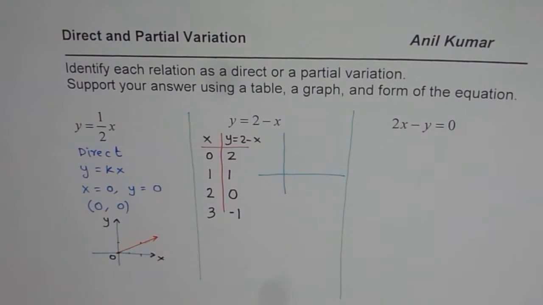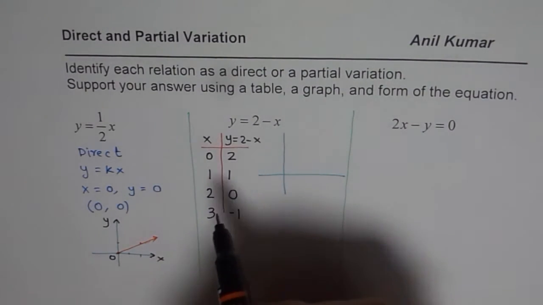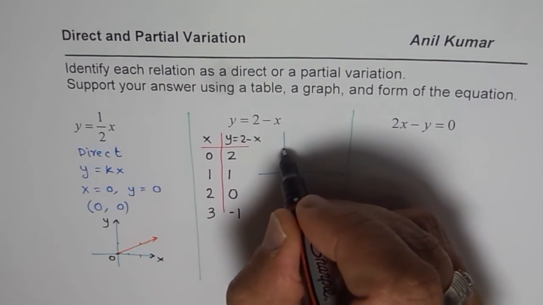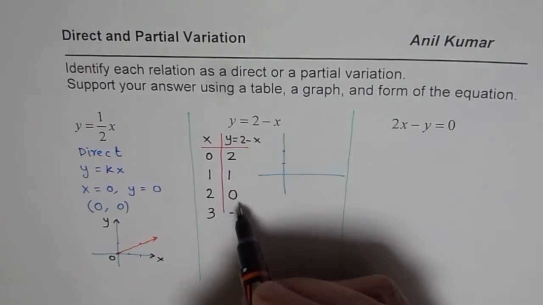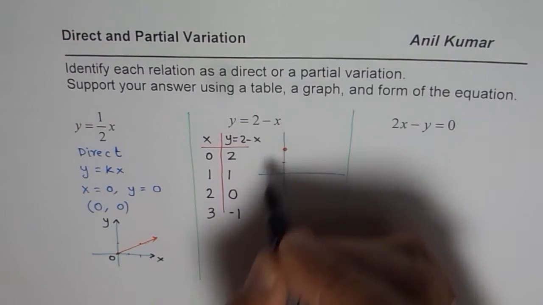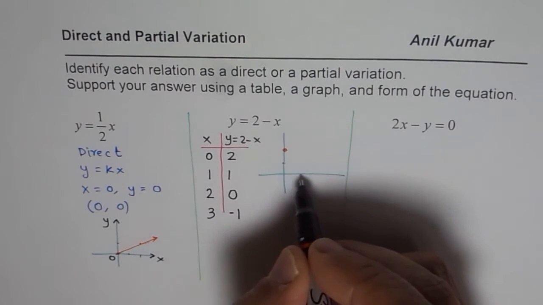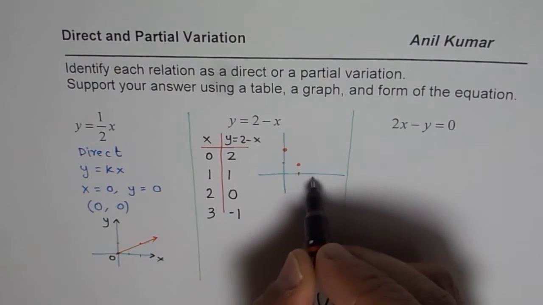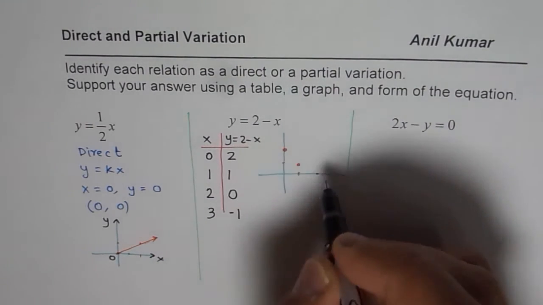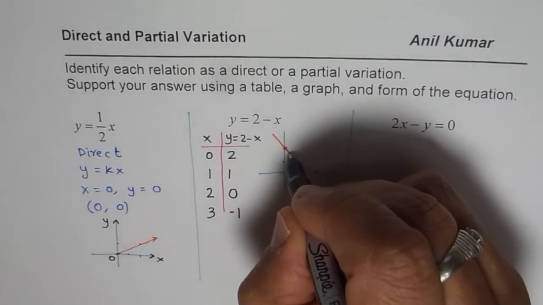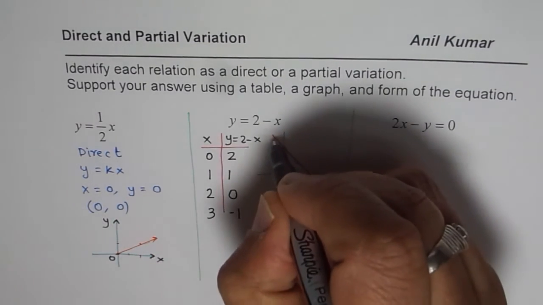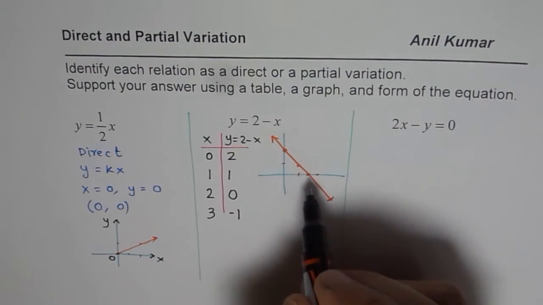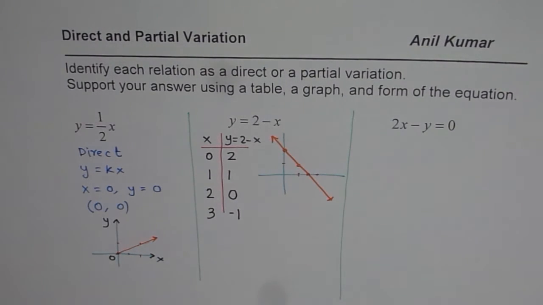So that gives us a graph. At 0, the y value is 2, so let us say this is 2. That's the first point. At 1, it is 1, so let's say that is 1 and 1. At 2, it is 0. Now let me join them, since it is not graph paper, so it looks kind of like this. So that is how we get a graph.